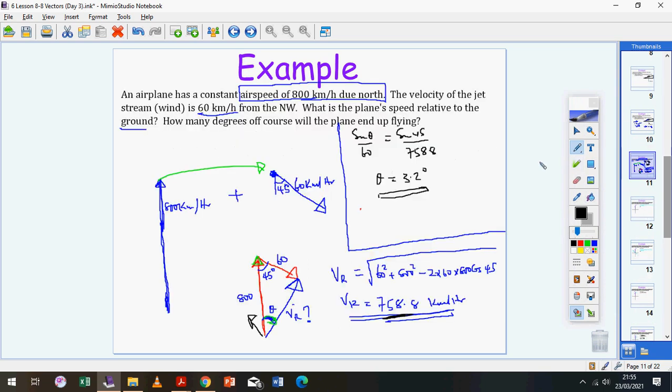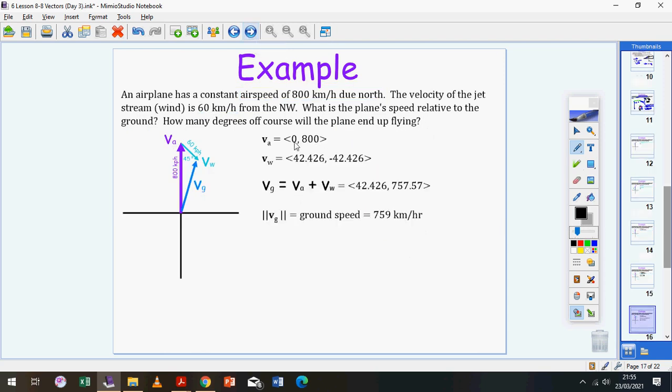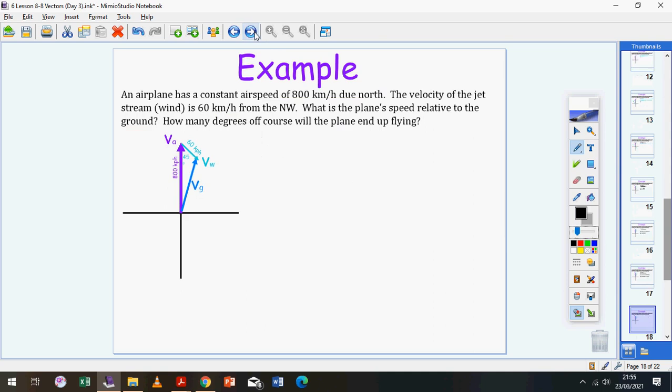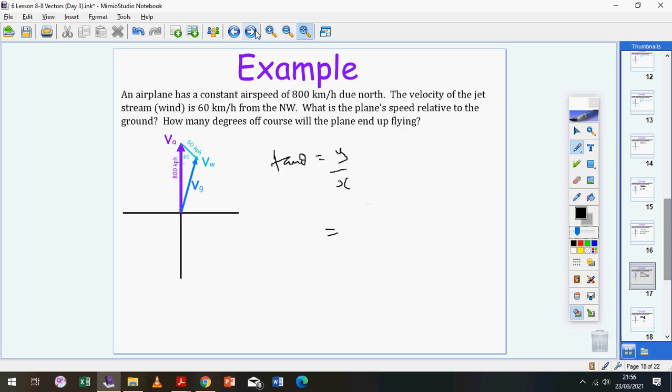If we do it that way, and then using those two, I can find the angle of that resultant. The angle of that resultant, remember, it's tan theta equals y component over x component. So I'll just do tan theta is equal to the y component, which is 757 over the x component, which is 42, and that would give me the angle. So yeah, this one is the law of cosines that I talked about. So really you can choose any of the two ways that you want to solve that problem.